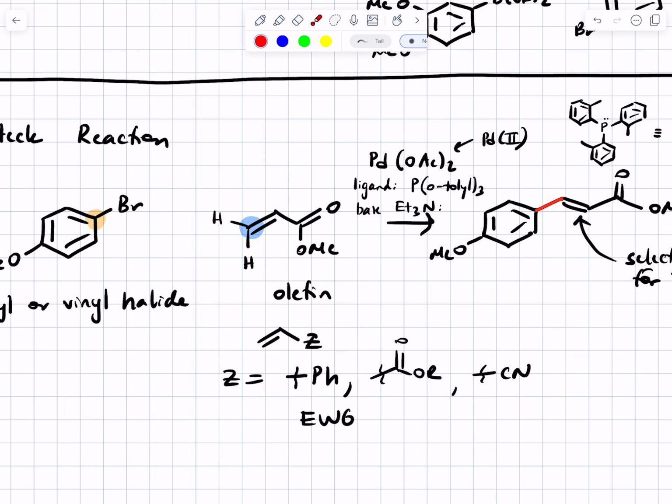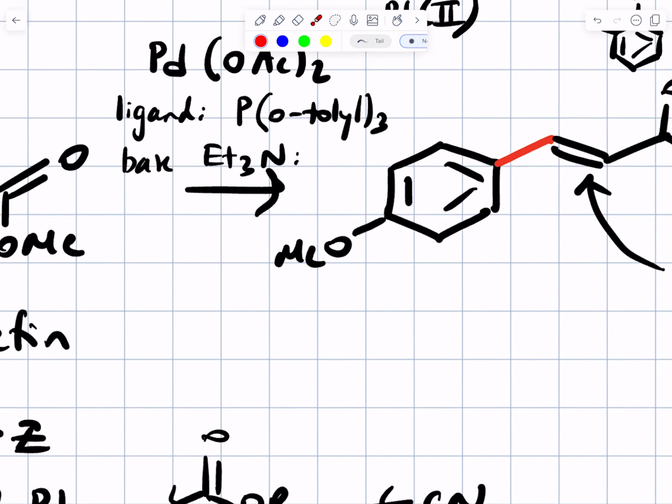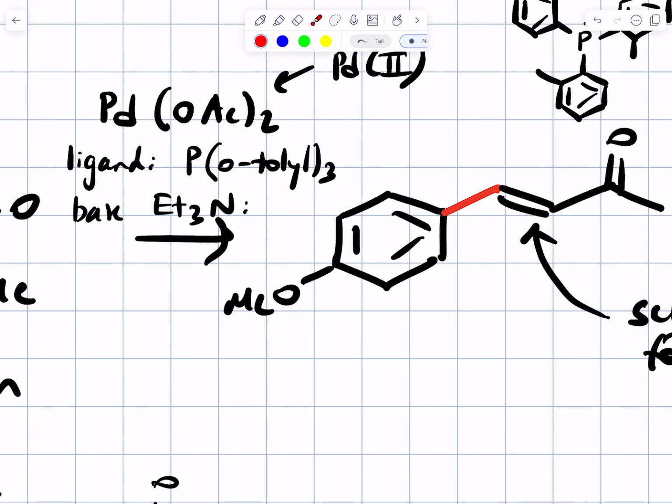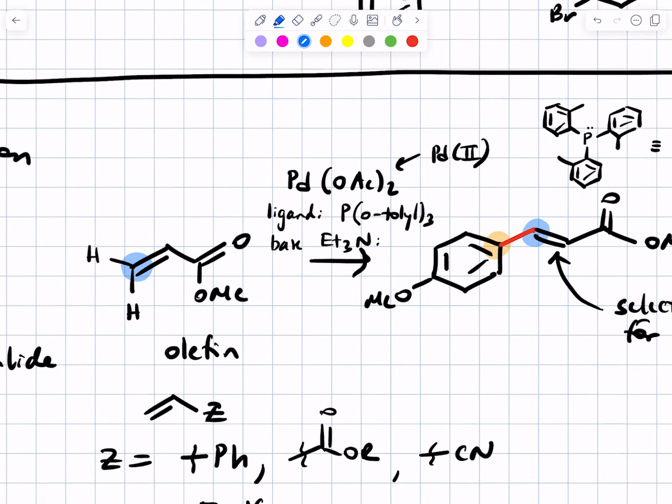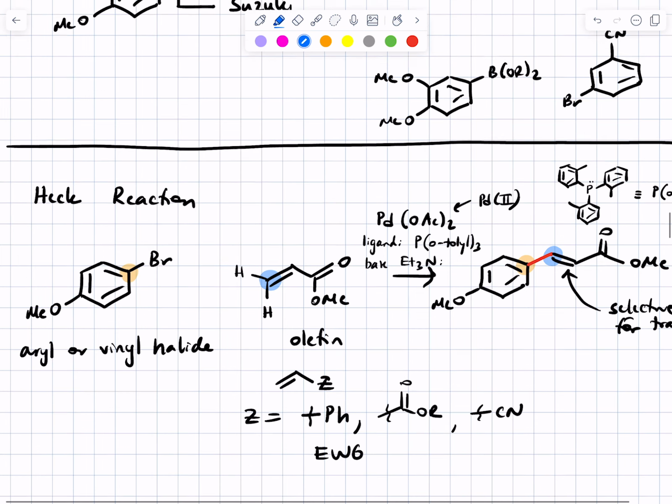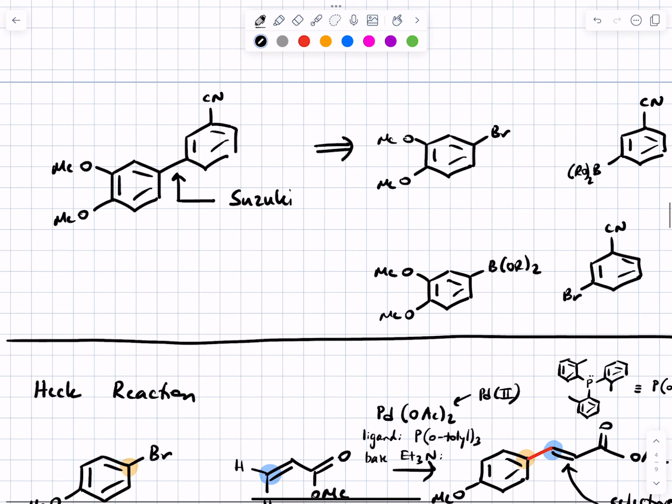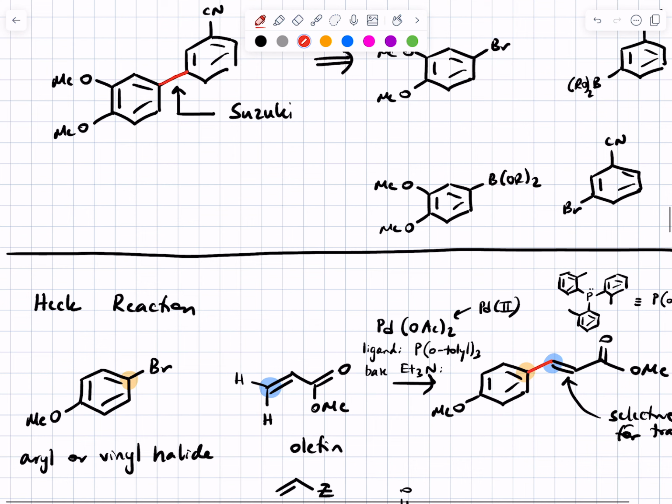So the Heck reaction, like the Suzuki, does make sigma bonds between an aryl or vinyl sp2 hybridized carbon, and then on this side just a vinyl sp2 hybridized carbon. So it's a little bit more limited. In the Suzuki reaction, you can make aryl bonds, but presumably not with the Heck reaction. So Suzuki maybe is a little bit more versatile.